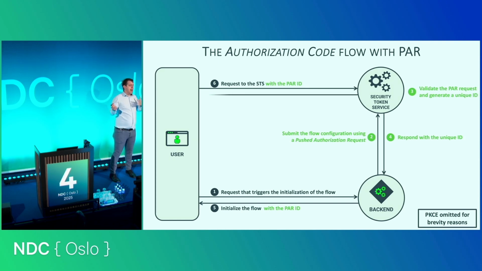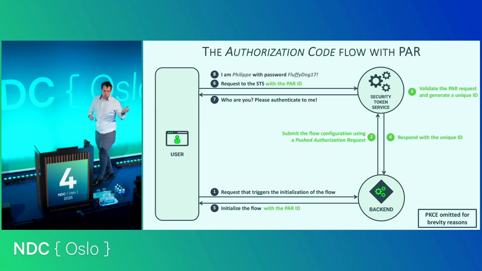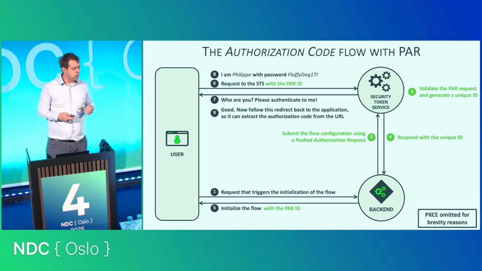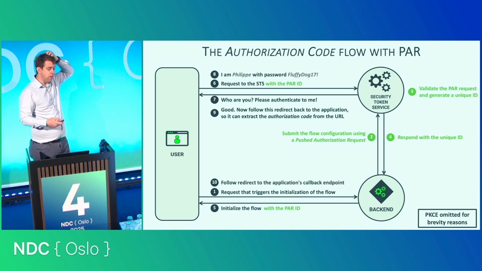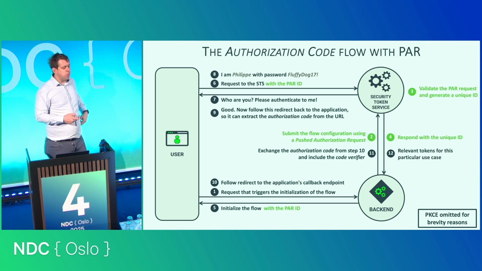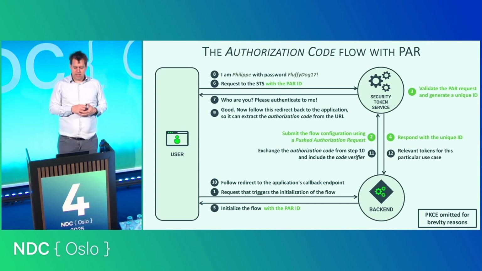Makes sense. Handles the authorization code flow just like before, user authentication with my more secure password than the one from Bob, and off we go. And we get an authorization code. This is a normal authorization code flow, by the way. We get the authorization code, we exchange it for tokens in steps 11 and 12, and we can access our APIs and so on and so on.